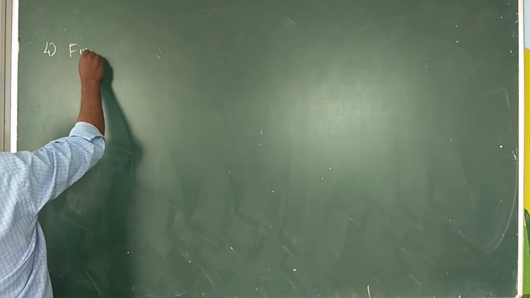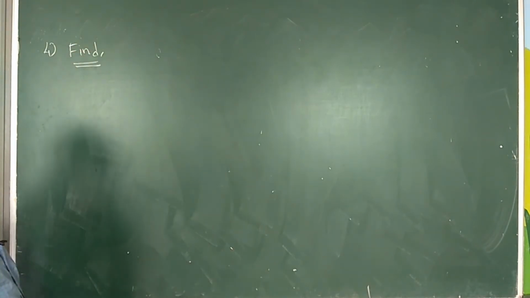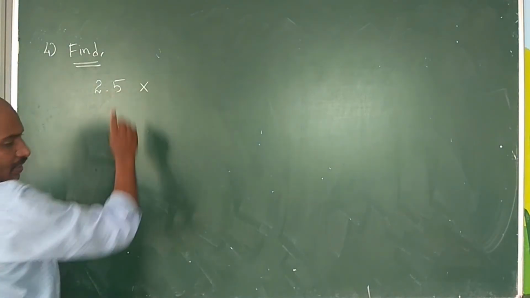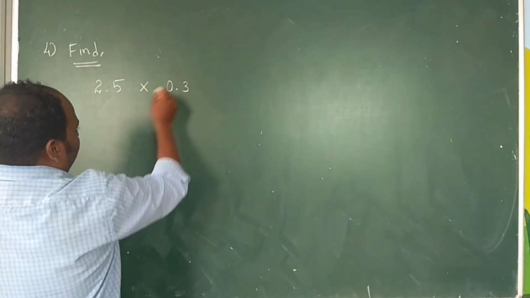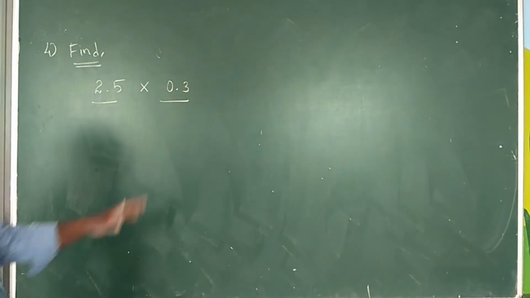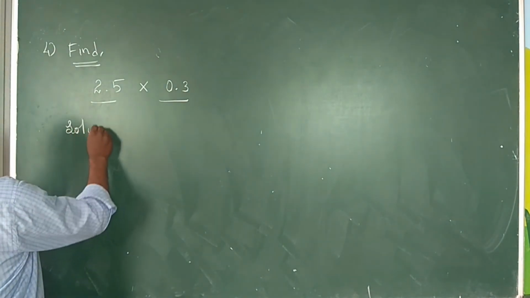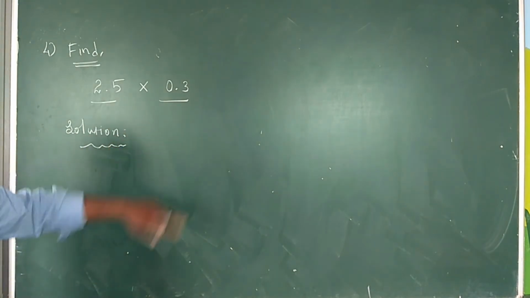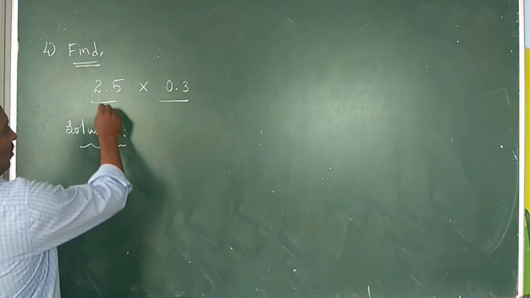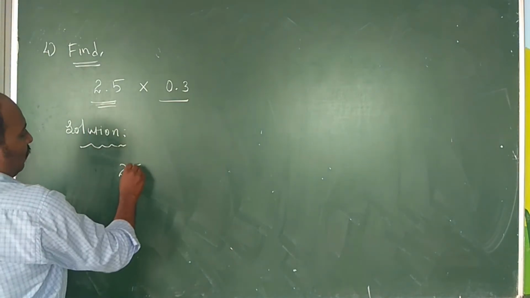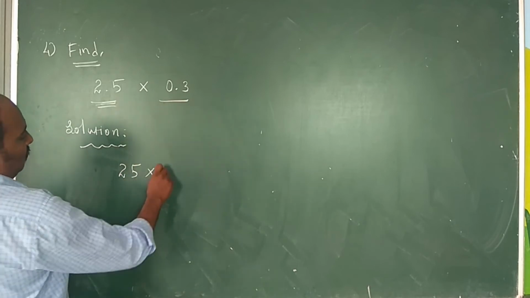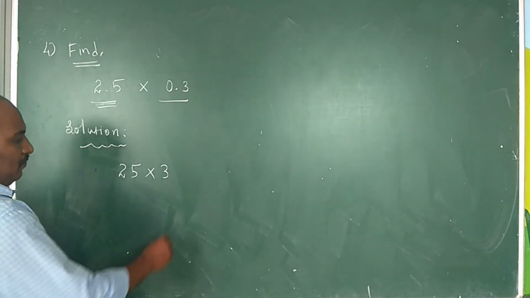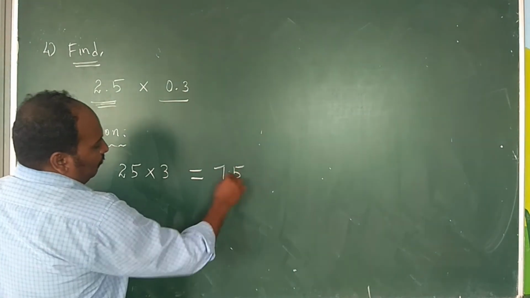Next, fourth one. This is a product of two decimals: 2.5 into 0.3. First we multiply without the decimal point. Here 2.5 becomes 25, and 0.3 becomes 3 only. So 25 into 3 is equal to 75.